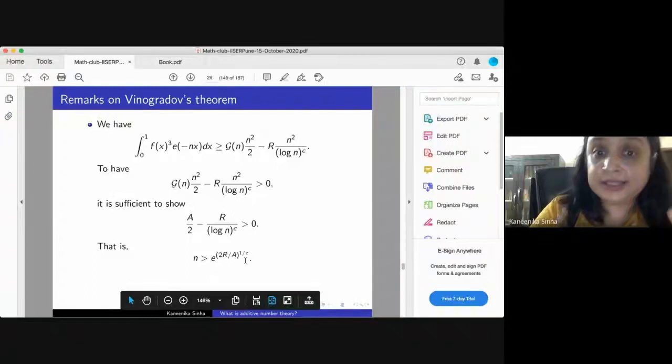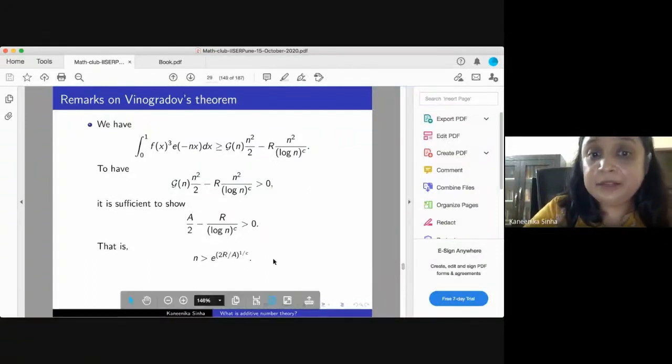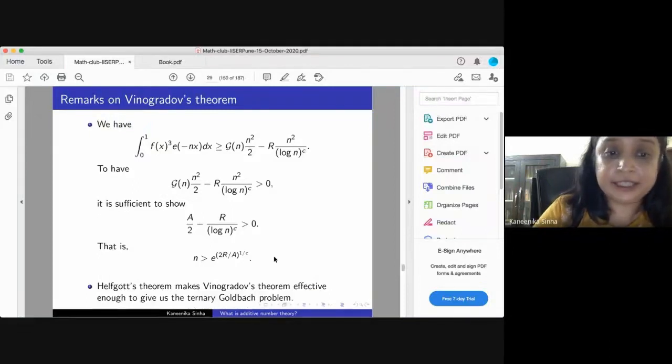So this is in some sense one of the major contributions of Harald Helfgott's method. He also uses the circle method, but in a more involved and complicated way. He is able to specify what the constants coming into the picture are, and therefore he makes Vinogradov's theorem effective enough to give us the ternary Goldbach problem.